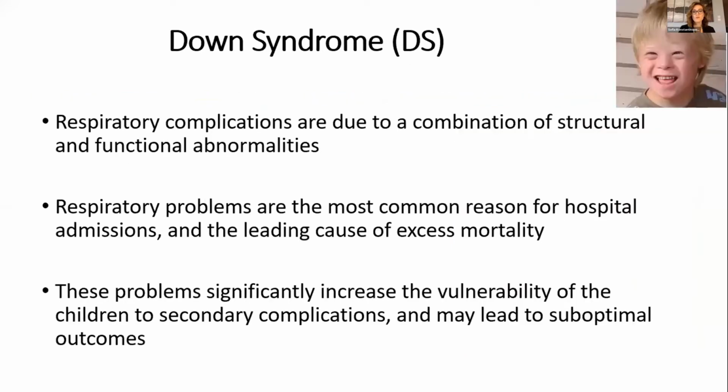With regards to the respiratory complications, data suggests that these are the most common reason for admission into the hospital for children with Down syndrome, not only in the regular pediatric wards, but also in the ICU. And they are the leading cause of excess mortality. So it's very important to recognize the vulnerability of these individuals with regards to respiratory complications, make a timely diagnosis, and prevent secondary complications, as we will see next, in order to optimize their health outcomes.